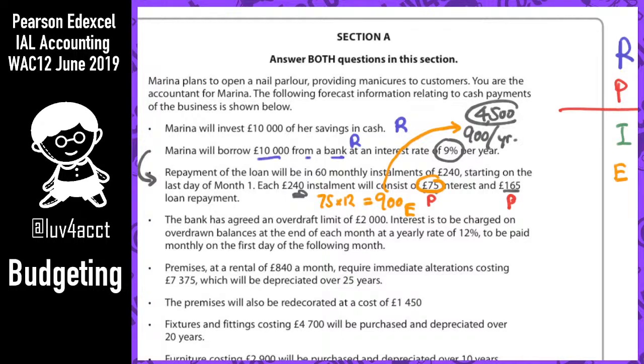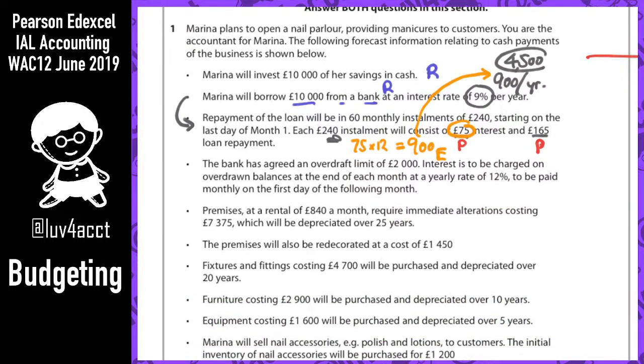The loan repayment will not go into our budgeted statement of profit and loss because it is a reduction of our liability. It's not an expense item. Just like the 10,000 that we have borrowed from the bank, it is a receipt. It represents a liability to us. It is not an income. Okay, so the first 3 items are done. Let us take a look at point 4.